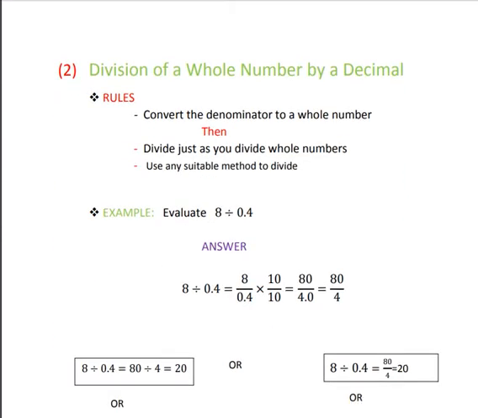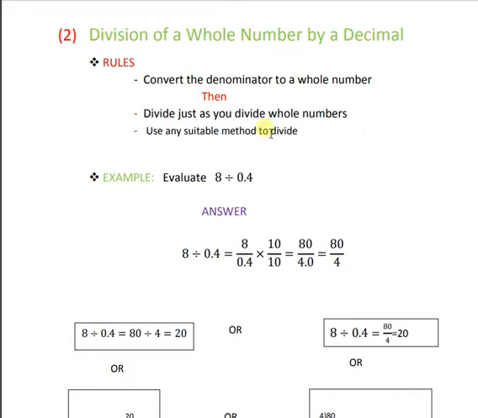Division of a whole number by a decimal. Here the rule is first to convert the denominator to a whole number, and then you divide just as you did in the previous examples. For example, 8 is a whole number divided by this decimal, 0.4. A better way you can do this is to write 8 above 0.4, and then you look, the number of decimal places is 1, you multiply the denominator by 10 and the numerator by 10. 8 times 10 is 80, and 0.4 times 10 you get 4. This is equivalent to 8 divided by 4, and it is 20. So 8 divided by 0.4 is equivalent to 80 divided by 4, which is 20.